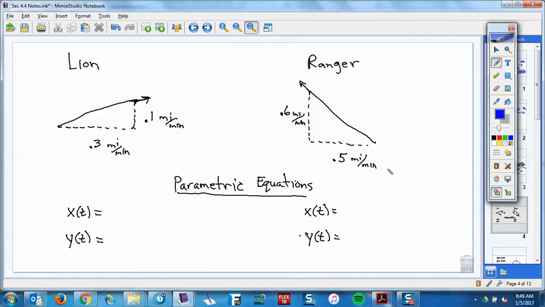So let's write down those equations. I think we talked about this, but this should have been at the bottom of your table on the front page. This was the speed. This would have been the x prime, and this would have been the y prime on the lion. This would have been the x prime, and this would have been the y prime on the ranger. So what was our equation for the line?